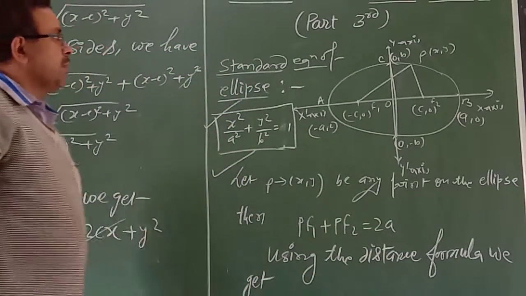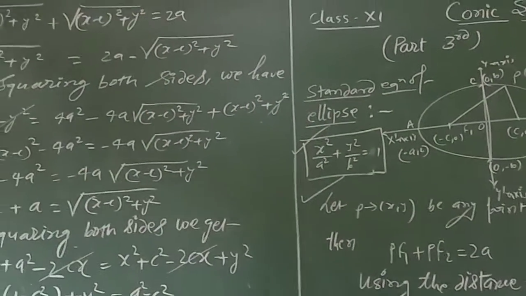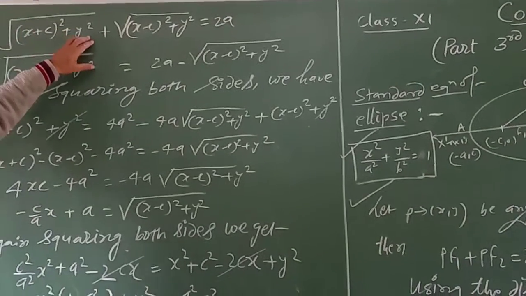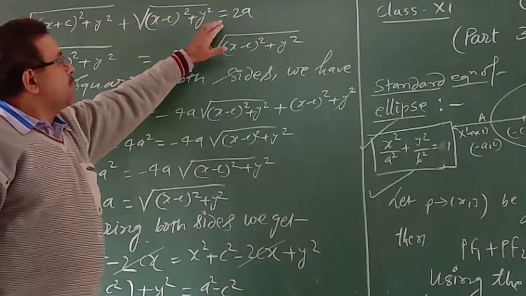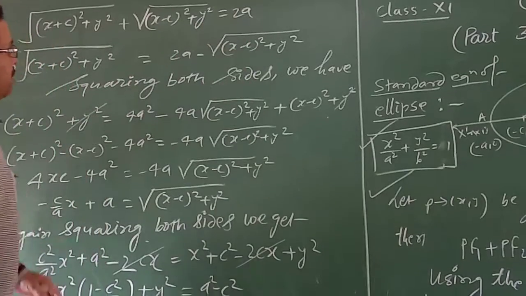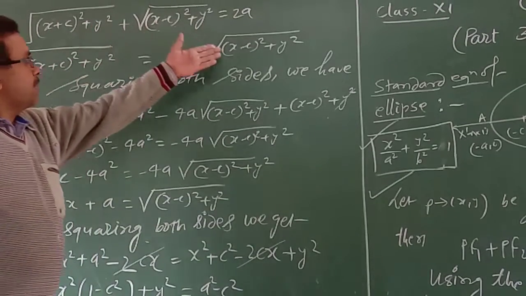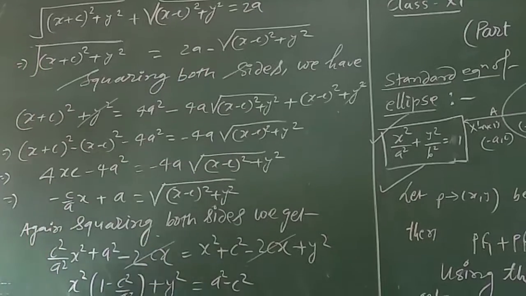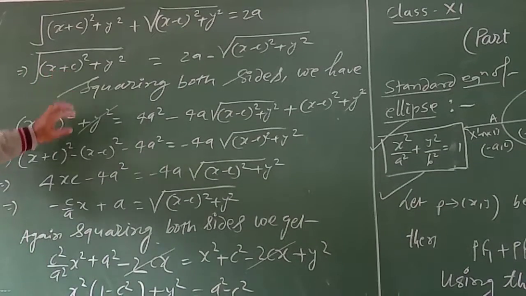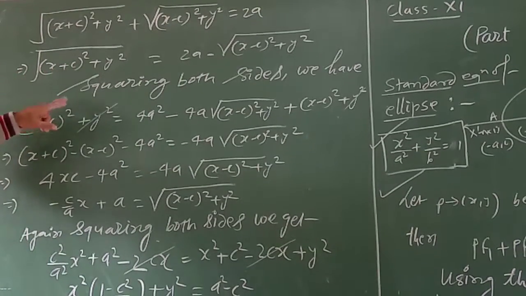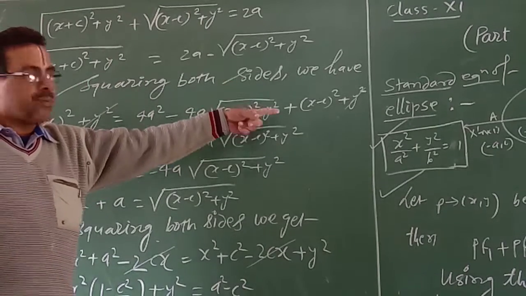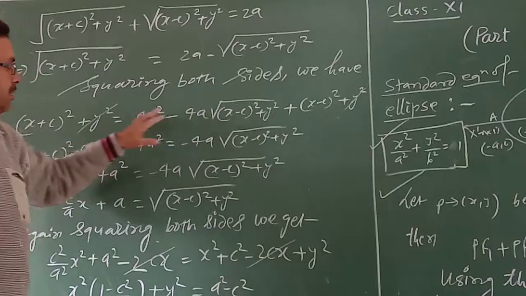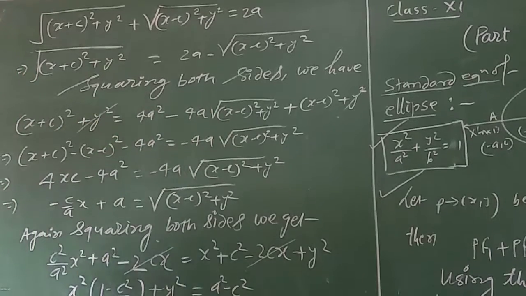After this, using the distance formula, we have root of (x plus c) whole square plus y square plus root of (x minus c) whole square plus y square equal to 2a. Now, after transfer of the second term and squaring both sides, we have (x plus c) whole square plus y square equal to a square minus 2ab plus b square, formula हमने अप्लाई किया। y square will be cancelled to each other.